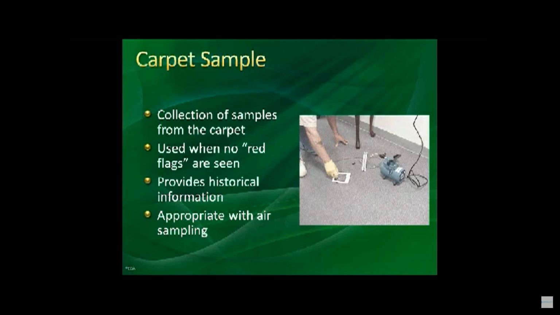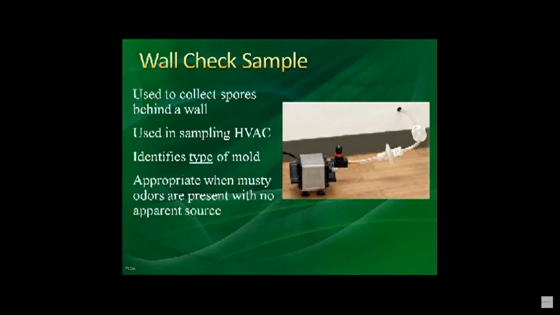And then sampling in the wall or in an HVAC system. That's a wall check sample. You'll actually drill a hole or go through an area like a receptacle cover or a light switch cover or any orifice that you can get in behind the wall and sample it. And it will find the types of mold that's behind the wall.